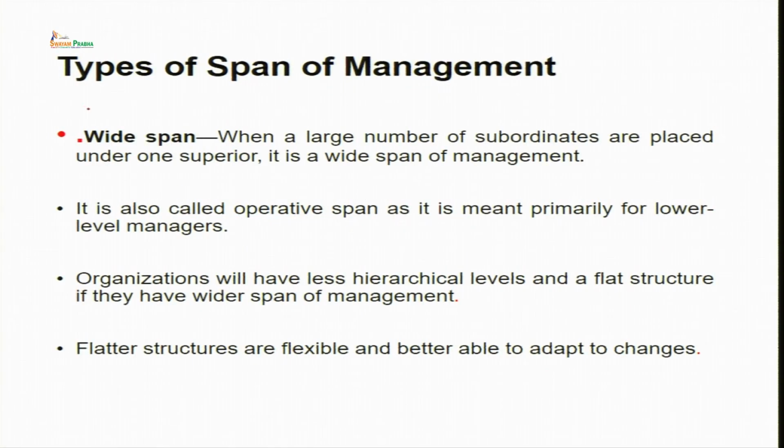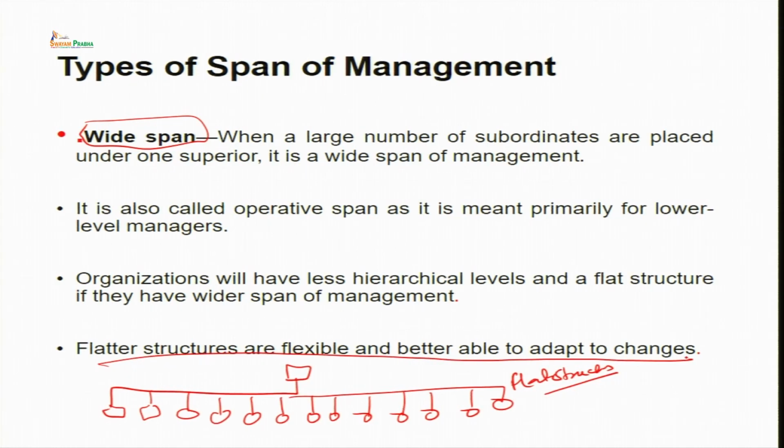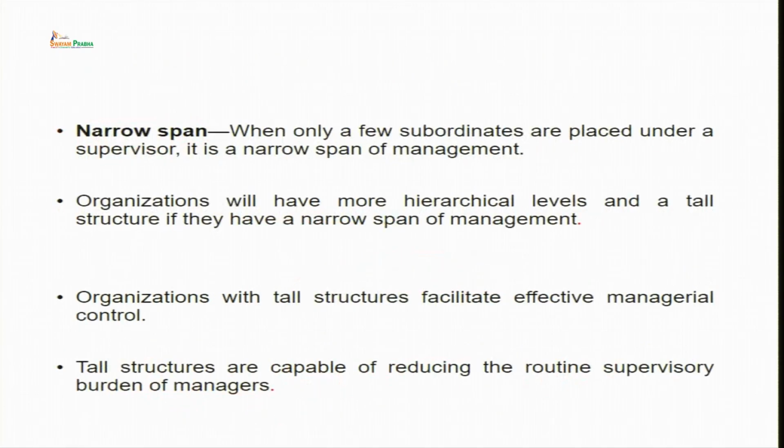So, the types of span of management: there can be a wide span of management. Wide span of management means there is a manager who has many subordinates under him. We also call this a flat structure. Flatter structures are flexible and better able to adapt to changes. It is also called the operative span, and here we have fewer hierarchical levels. As you can see in the picture, there is only one hierarchical level in this span of management.